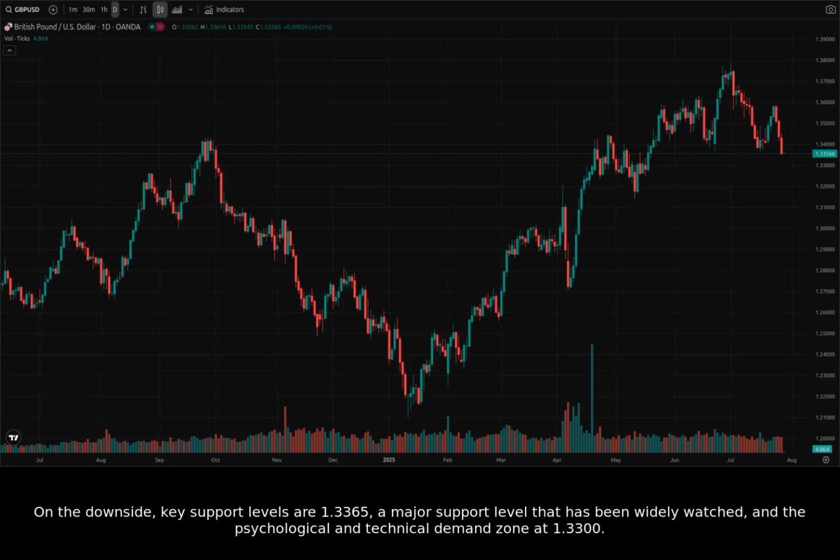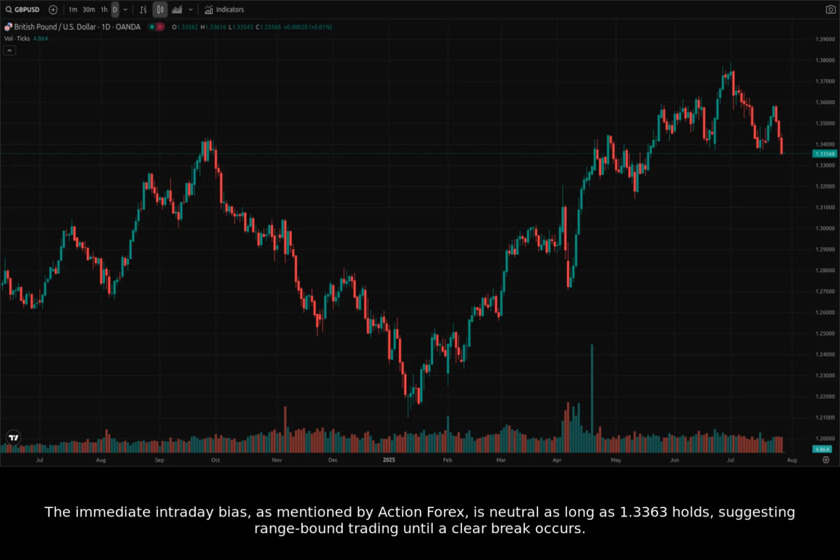On the downside, key support levels are 1.3365, a major support level that has been widely watched, and the psychological and technical demand zone at 1.3300. The immediate intraday bias, as mentioned by Action Forex, is neutral as long as 1.3363 holds, suggesting range-bound trading until a clear break occurs.